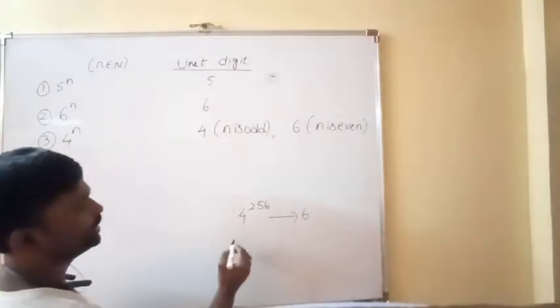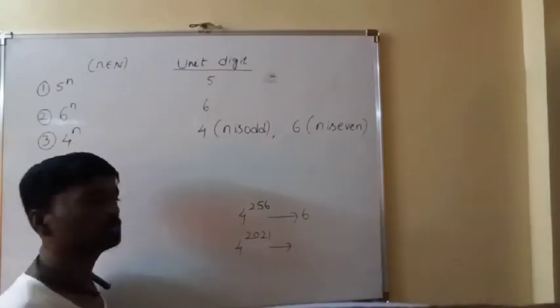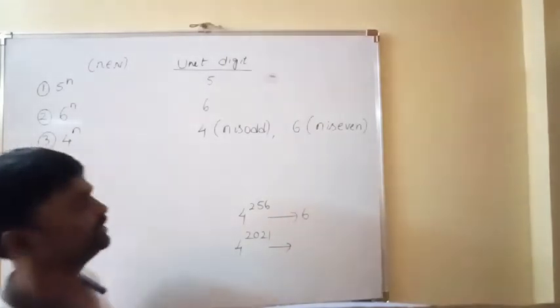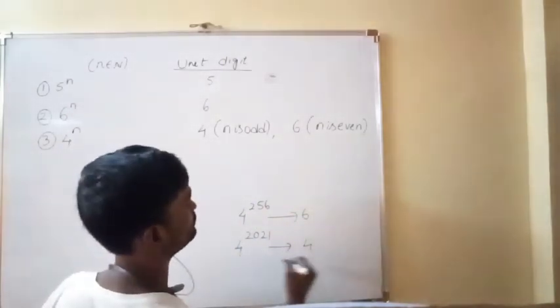Okay. And if you consider 4 power 2021, what is the unit digit in 4 power 2021? 2021 is an odd number. Then unit digit in 4 power 2021 is what? 4. Okay.